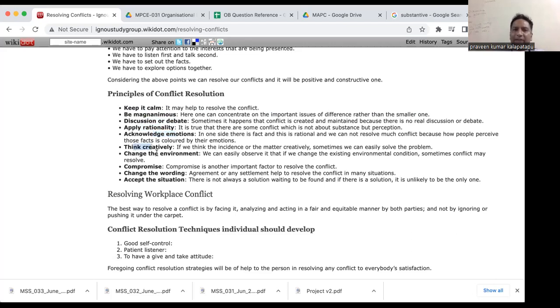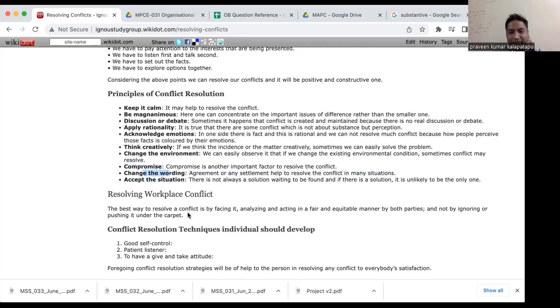So think creatively. In order to solve a conflict, you will probably have to think out of the box. If it were a straightforward thing, then the conflict wouldn't have happened, right? Unless and until you think creatively, you can't really solve it. Change the environment. So basically, the conditions which caused that particular conflict, you could actually change, right? Compromise. Obviously, to some extent, dropping your goals or dropping their goals, compromise comes into the picture, right?